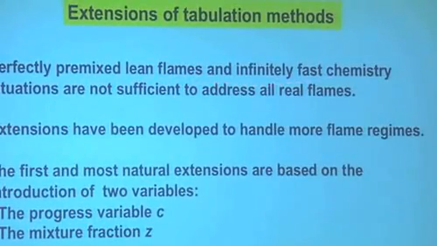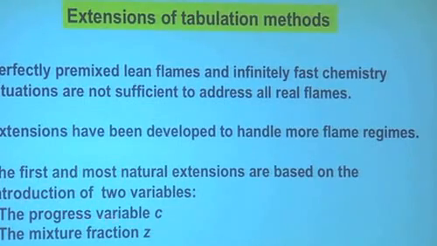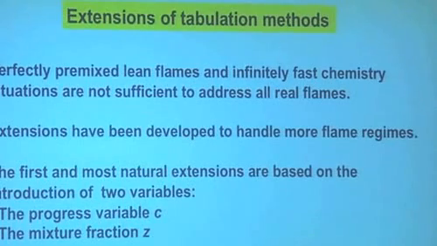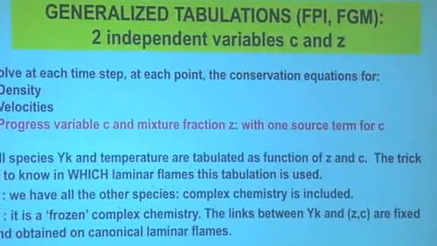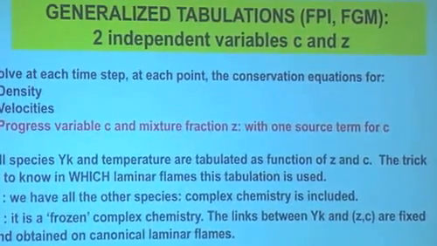Now, premixed lean flames and infinitely fast chemistry diffusion flames are not sufficient. In practice, in most cases today, people are trying to work with cases where you have two variables to describe this manifold. One of them is the progress variable, C. The second one is the mixture fraction. So you can write tabulations based on these two things. That means in your code, you will advance C and Z. And from these two and the tabulation, you will then have all the other species and all the reaction rates.